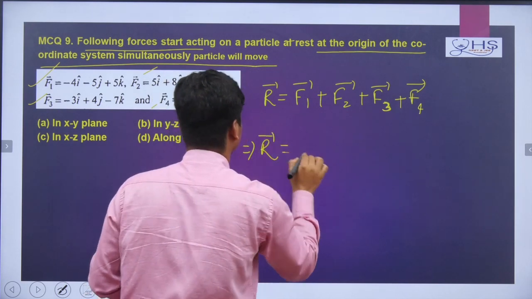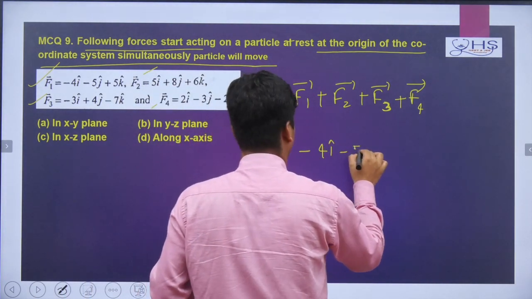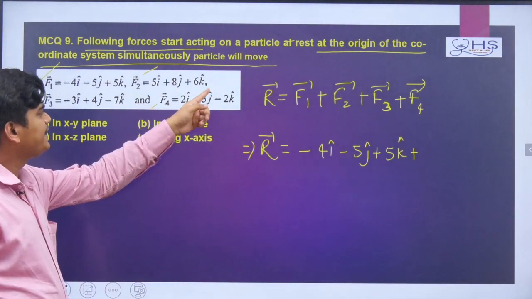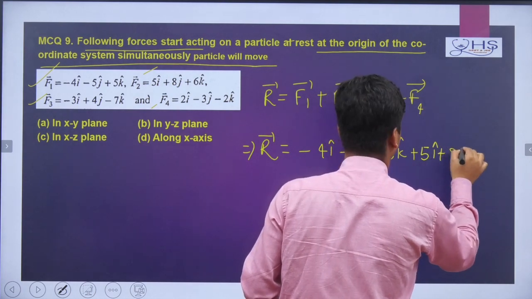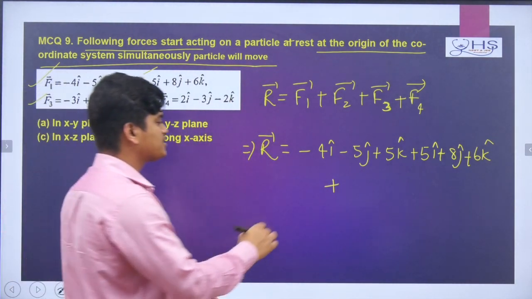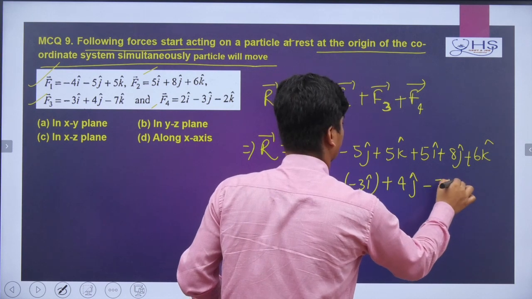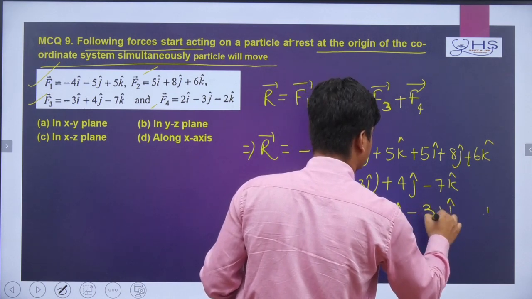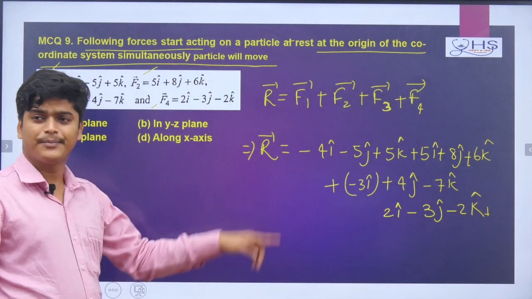Now F1 vector is minus 4i minus 5j plus 5k. Similarly plus F2, which is 5i plus 8j plus 6k. F3 vector is given as minus 3i plus 4j minus 7k. And the fourth vector is 2i minus 3j minus 2k.